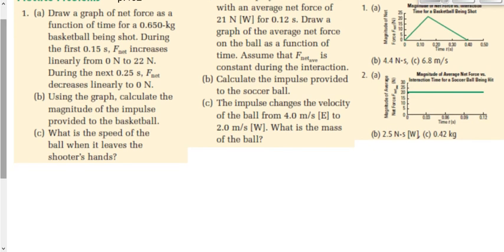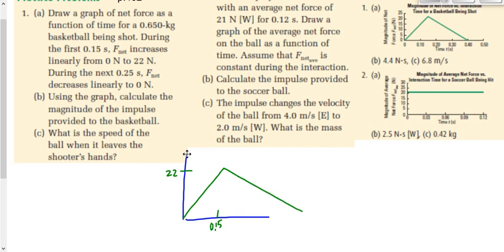It says, draw a graph of the net force as a function of time for the 0.650 kilogram basketball. During the first 0.15 seconds, the force increases linearly, so in a straight line, from 0 to 22. And during the next 0.25, it decreases linearly to 0. So here's my graph. I go from 0 to 22 during the first 0.15 seconds. So let's make this 22 newtons, and let's make this 0.15 seconds. And then I decrease during the next 0.25 down to 0. So it's going to look like this.